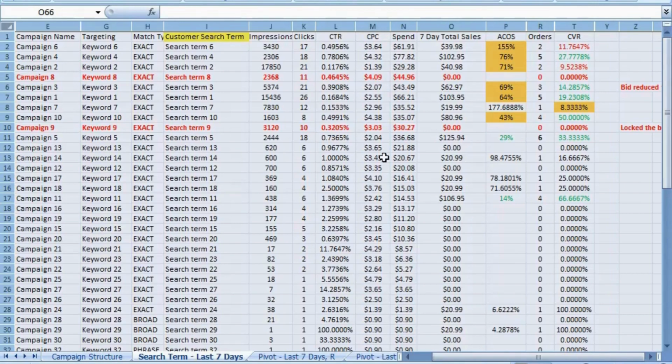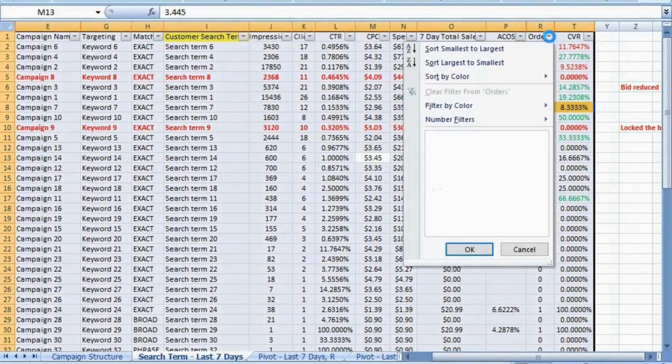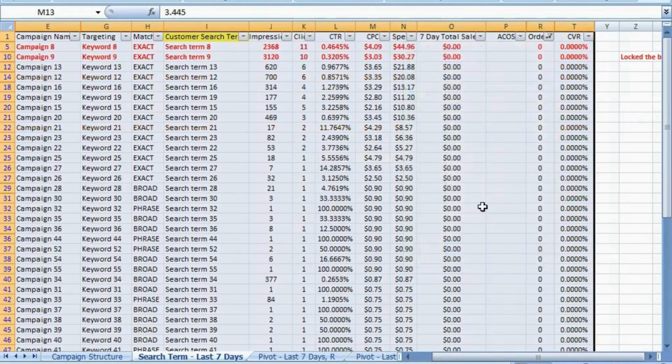We would extract this report. So this is for the last 7 days. The first and foremost thing that I want to do is look for search terms where I got 0 sales. You see in the last 7 days, these are the search terms where I got 0 sales. Now I am interested in search terms where I got at least 10 clicks, right?